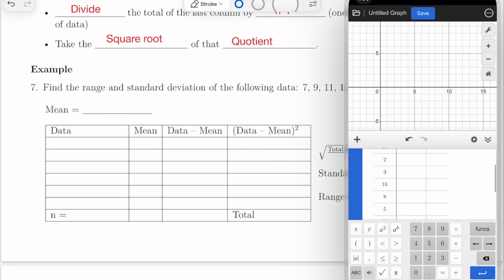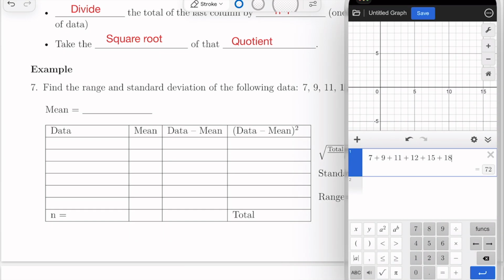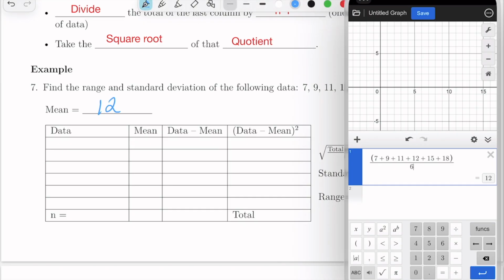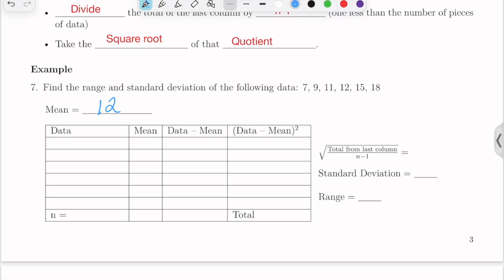I'm going to clear all this out. And we're going to add together our data. Then we take our 72 and we divide that by 6 because we have 6 data points. So our mean is 12. Now that we know that, we don't need the calculator just yet. I'm going to go ahead and write the data here: 7, 9, 11, 12, 15, 18. Then we're going to write the mean all the way through here.